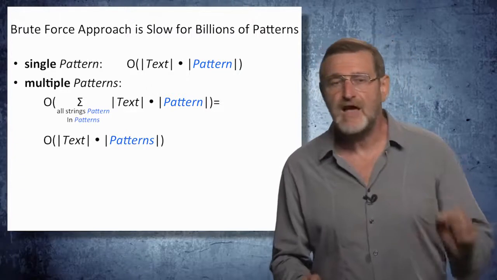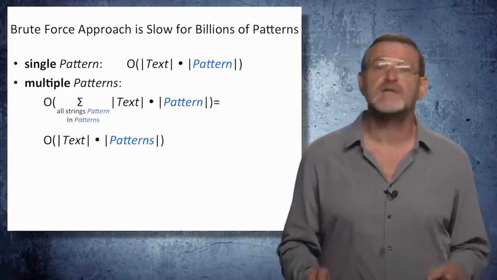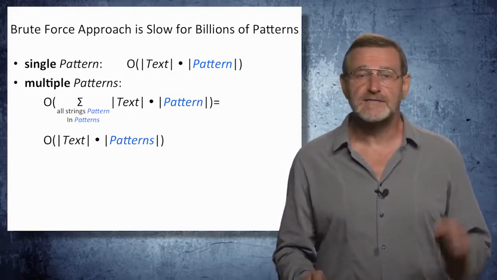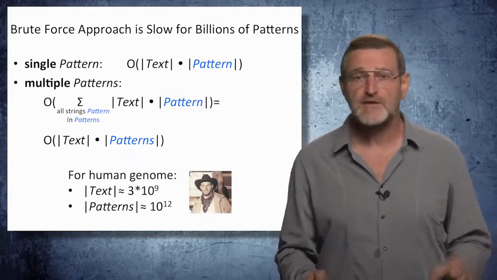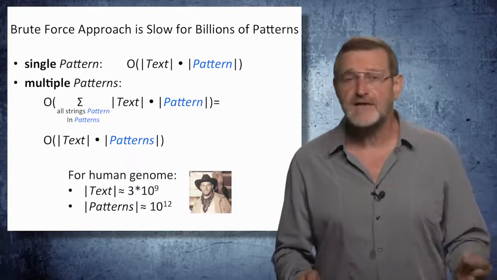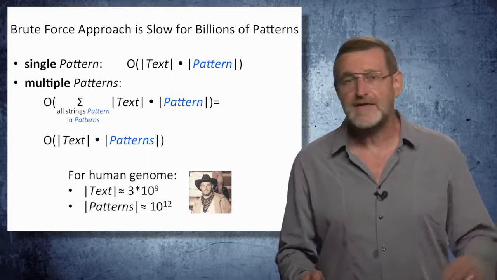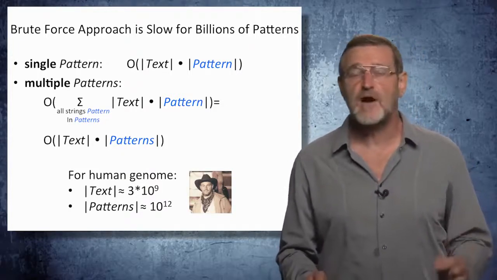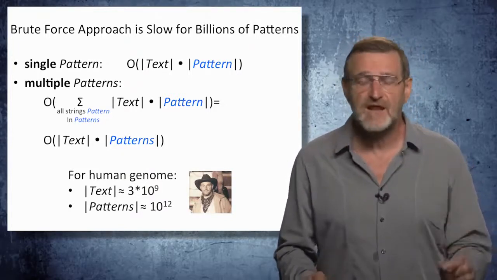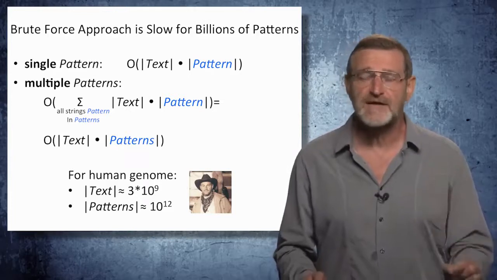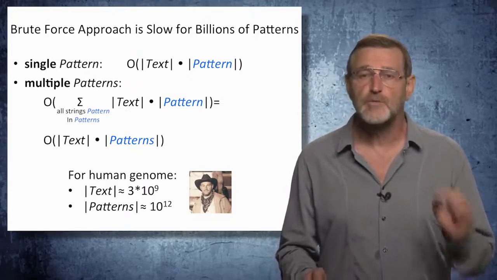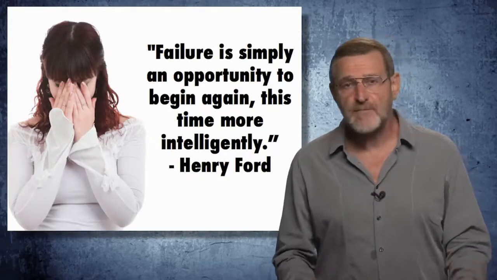And if we apply it to my genome, then Text will be 3 billion nucleotides long, and the total length of the patterns will be maybe as large as 10 to the power 12, so the naive algorithm, or even the Knuth-Morris-Pratt algorithm, will not work. Should we give up?